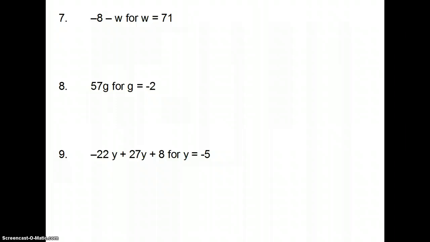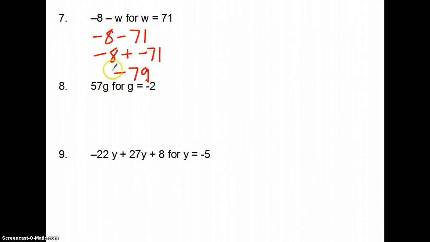Alright, negative 8 minus w for w is equal to 71. So I have negative 8 minus 71. And that is the same thing. If I want to keep flip change, it's saying negative 8 plus negative 71. Keep my signs, add the numbers. Negative 79 is my answer.